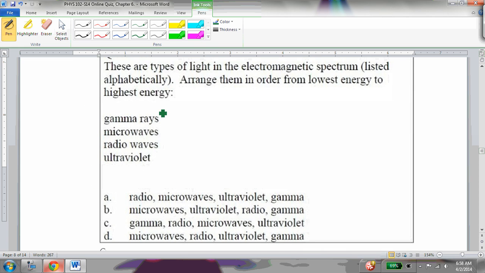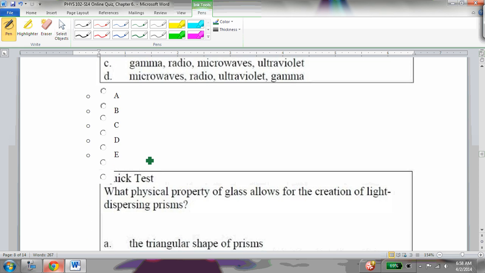All right, these are types of electromagnetic spectrum, ranging from lowest to highest energy. Well, the lowest of this lot is radio waves, then microwaves, next ultraviolet, and then gamma rays. So let's see: radio, microwave, ultraviolet, and gamma rays. So A is the right answer.